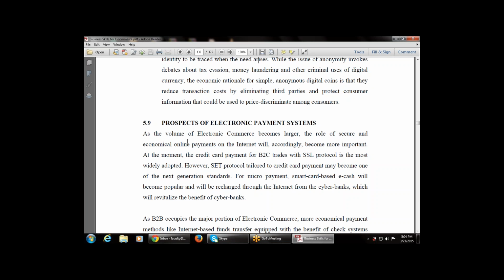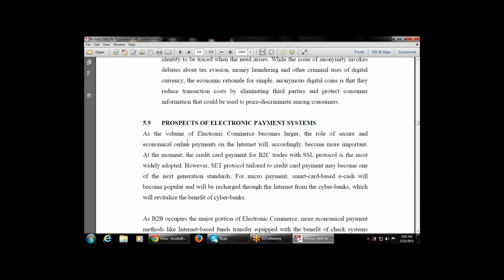So whenever I say e-commerce, that means the trading of goods and services over the internet. Whenever the volume of e-commerce increases, the role of security also increases. Why? Because whenever I opt for an e-payment system, there must be a provision that payment must be secure, so there is no online fraud. For example, phishing, for example, ID theft. So these are the various frauds available over the internet. This says as the volume of e-commerce becomes larger, the role of secure and economical online payments on the internet will accordingly become more important.